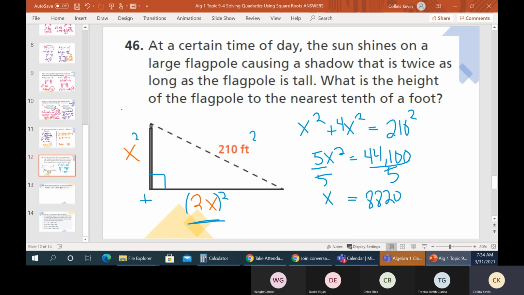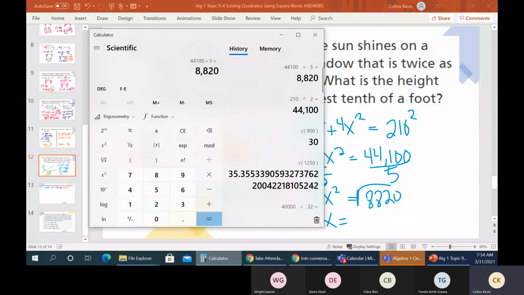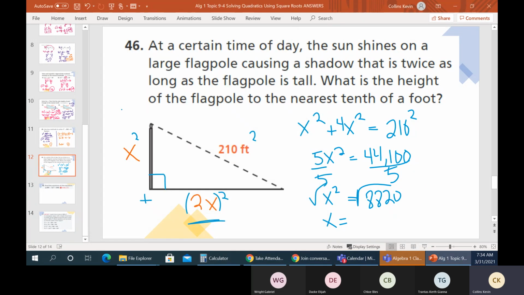And that's going to be x squared. Square root both sides. So x is going to be the square root of 8820. Bring the guy back up. 8820 square rooted. And it said to the nearest tenth of a foot, so we'll say 93.9. I would say just go to 94, but we'll go ahead and follow the directions. 93.9.